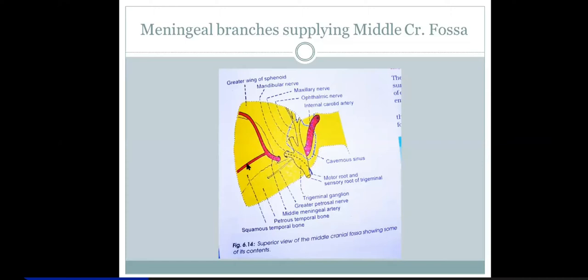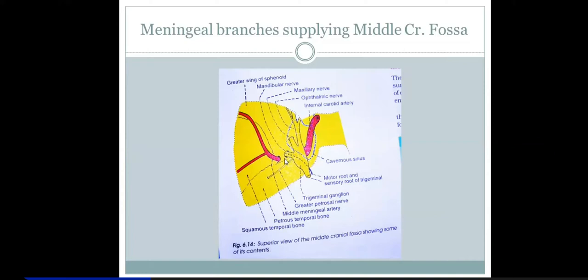Okay. Now you'll find this was one artery, then another artery supplying blood to this middle cranial fossa is the accessory meningeal artery. Now let's talk about the accessory meningeal artery. The accessory meningeal artery is also a branch from the first part of the maxillary artery, and that enters into the middle cranial fossa through foramen ovale, right?